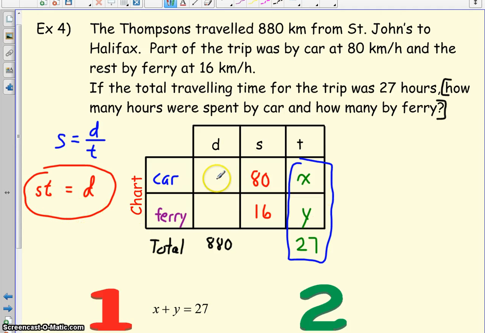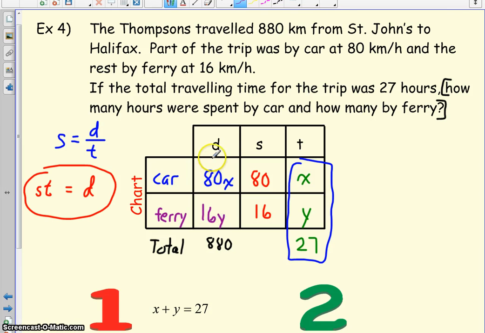So let's see if we can use that information here to create an equation for distance by car and distance by ferry. So I don't know the distance by car, but I know that they travel for x hours at 80 kilometers an hour. Well, if distance is equal to speed times time, here it would be 80 times x, or 80x. For the ferry, something similar. I travel at 16 kilometers an hour for y number of hours, so speed times time would be 16y.